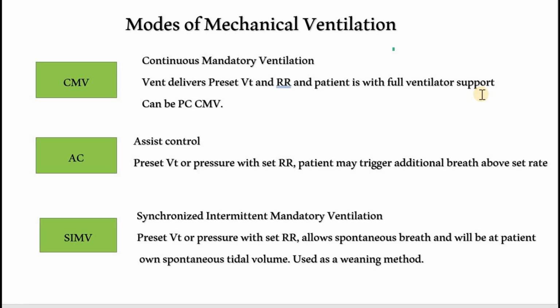So for a patient with CMV mode, you have to remember these patients should be well sedated, or the patient has to be on neuromuscular blockade or chemically paralyzed. In CMV, it can be pressure control CMV too. That means instead of tidal volume, pressure is set. So in pressure control CMV, there will be preset pressure and respiratory rate. And in pressure control CMV, during each breath, the preset pressure is delivered. Once it reaches the preset pressure, exhalation begins.